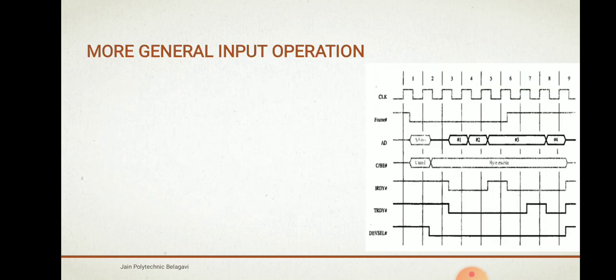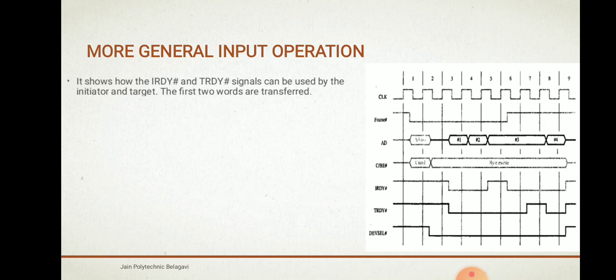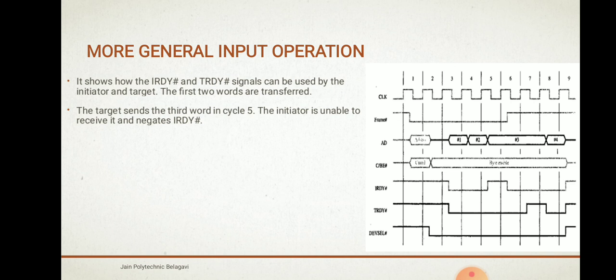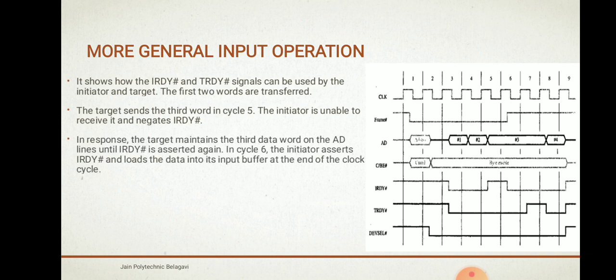Now here we see a more general input operation. It shows how the IRDY and TRDY signals can be used by the initiator and target. The first 2 words are transferred, as you can see here. The target sends the third word in cycle number 5. The initiator is unable to receive it and negates IRDY. In response, the target maintains the third word on the AD lines until IRDY is asserted again.